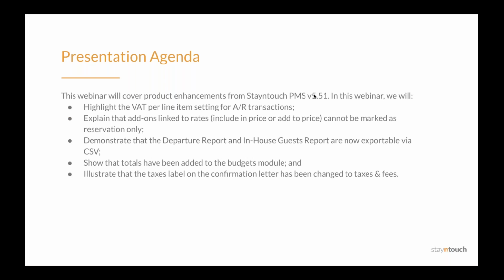Today's presentation will cover how you can get the most out of the Stayntouch PMS version 5.51 product release. In this webinar, we will highlight the VAT per line item setting for AR transactions, explain that add-ons linked to rates include in price or add to price cannot be marked as reservation only, demonstrate that the departure report and in-house guest reports are now exportable via CSV, show that totals have been added to the budgets module, and illustrate that the taxes label on the confirmation letter has been changed to taxes and fees. We'll have a short Q&A session at the end of the presentation.